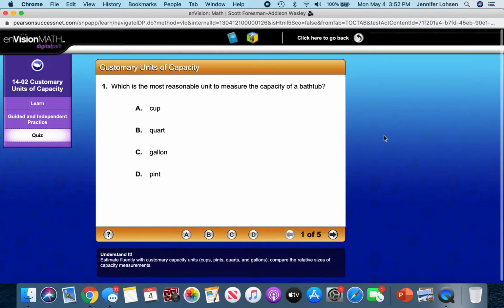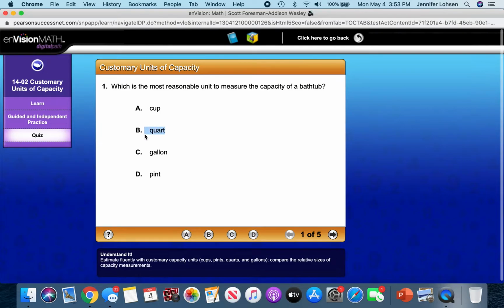So, which is the most reasonable unit to measure the capacity of a bathtub? Now, remember, when we're looking for a unit that is reasonable, that means the unit that is going to get us to our answer as quickly as possible and as efficiently as possible. So, would we take 1 cup and fill our bathtub with water to see what the capacity was? Would we use a quart container?